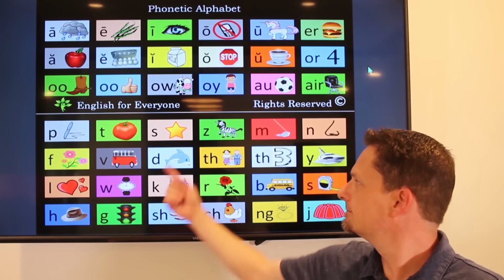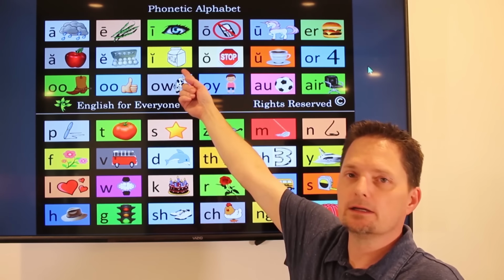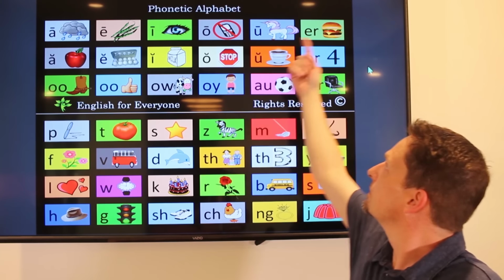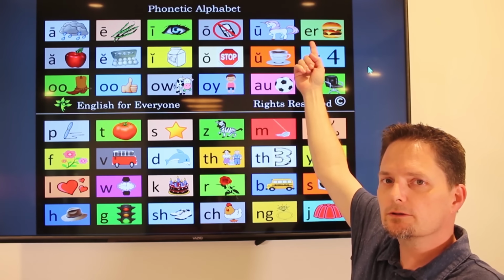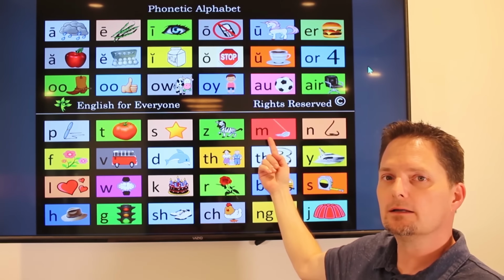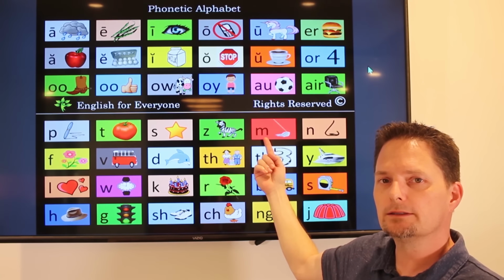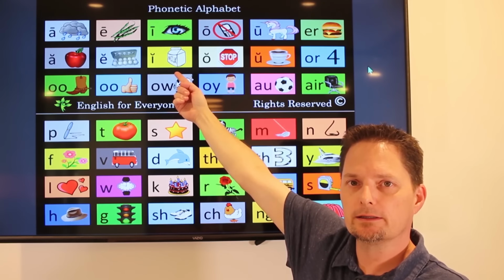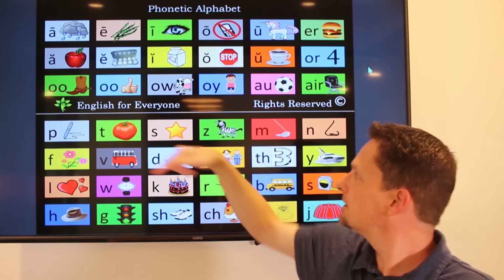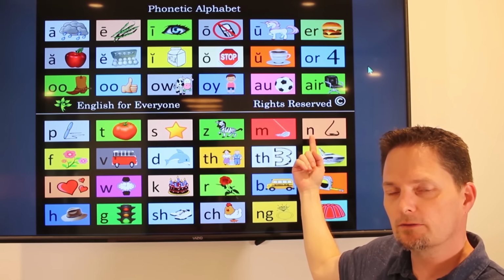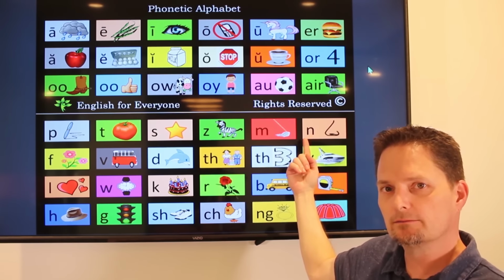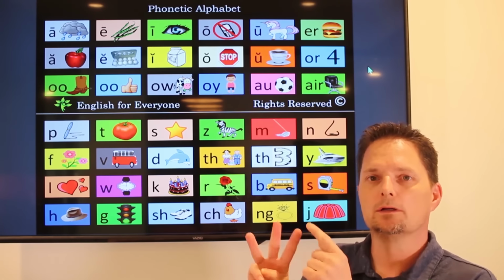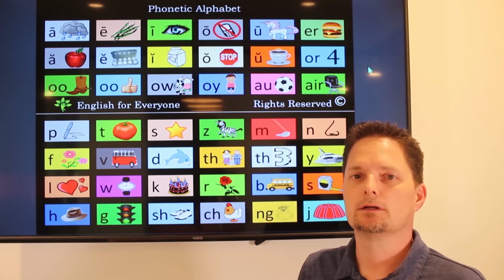Determine. Di. Deter. Determ. Determine. Stress is on the third syllable. Determine.